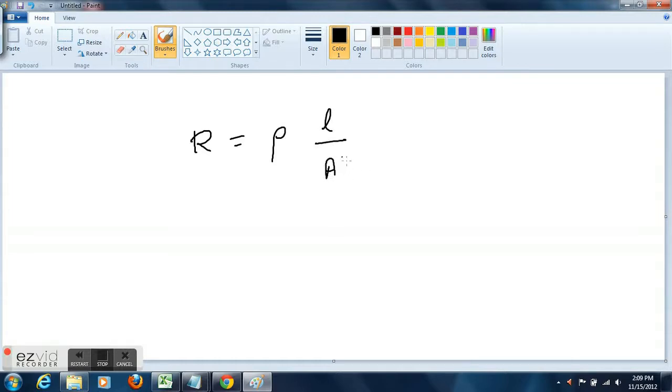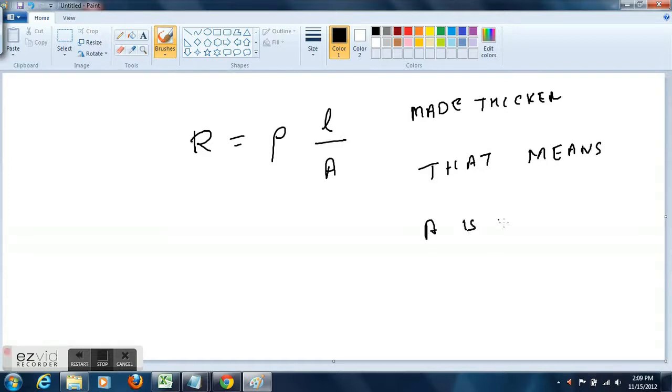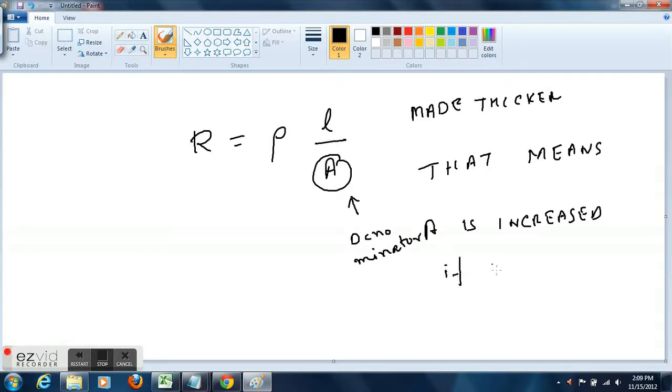Now it says that if the thickness of the conductor is increased, that means if the conductor is made thicker. First of all, let us find out what it means by making it thicker. It means the area of cross section is increased. Only when the area of cross section is increased, we can say that the conductor is made thicker.